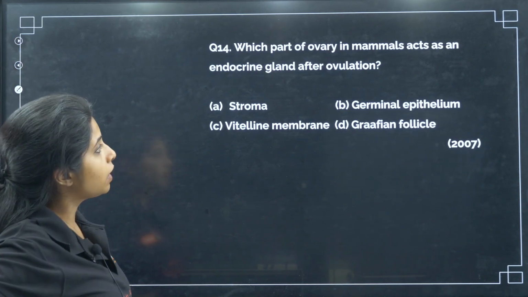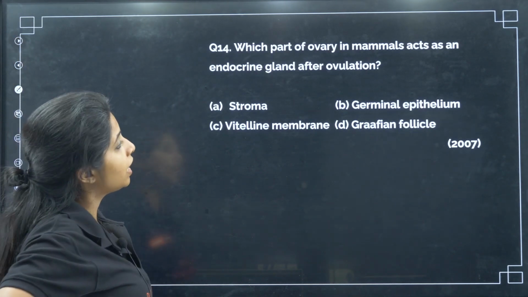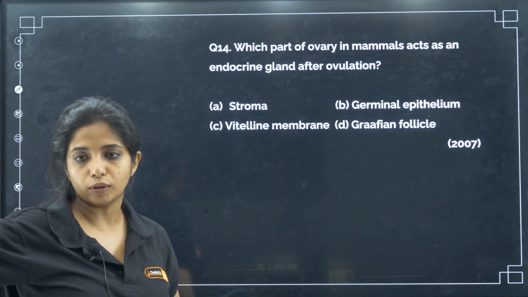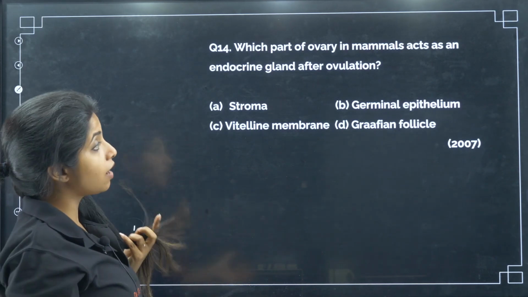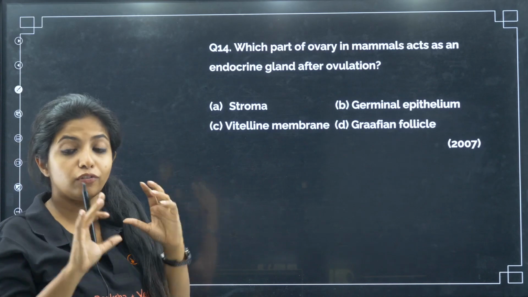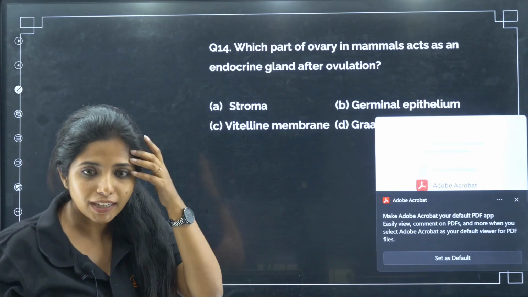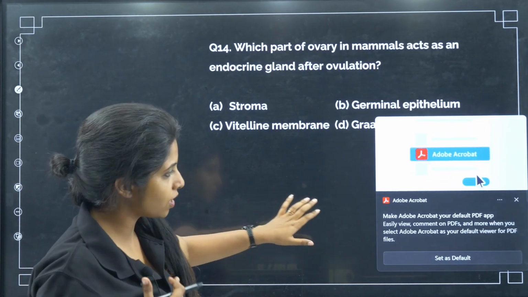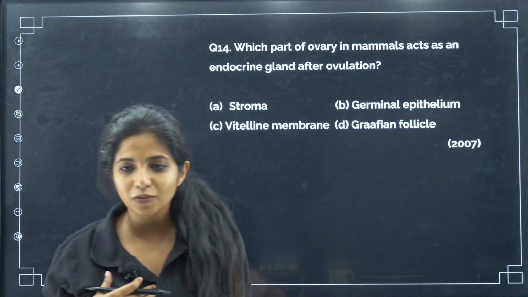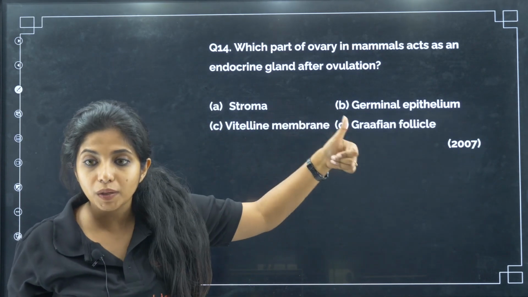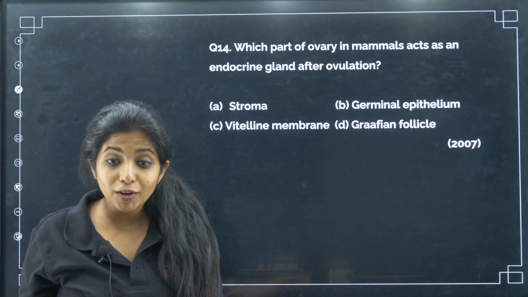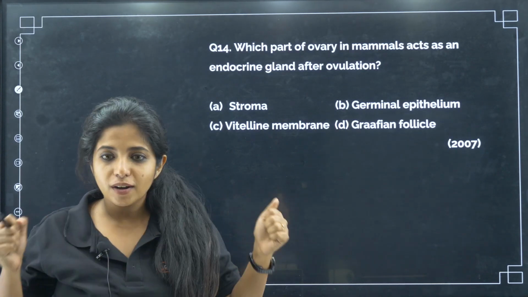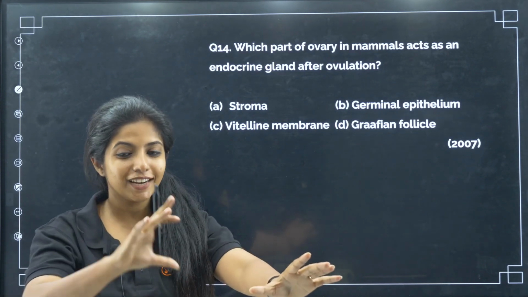Going ahead, which part of the ovary in mammals acts as an endocrine gland after ovulation? Which part of the ovary acts as an endocrine gland, my dear children, after the ovum, or basically the secondary oocyte, is released? Is it stroma? Is it germinal epithelium? Is it vitelline membrane? Is it Graafian follicle? The Graafian follicle is the mature follicle. When it ruptures and the secondary oocyte is released, what is left behind?